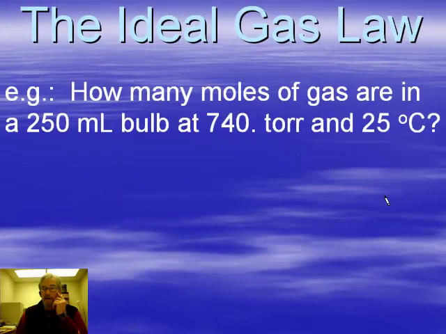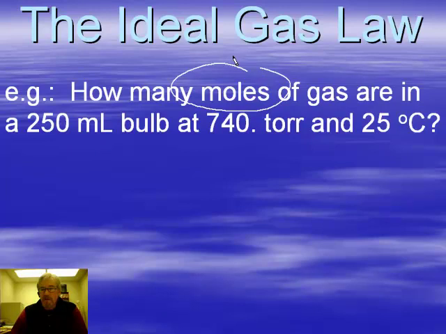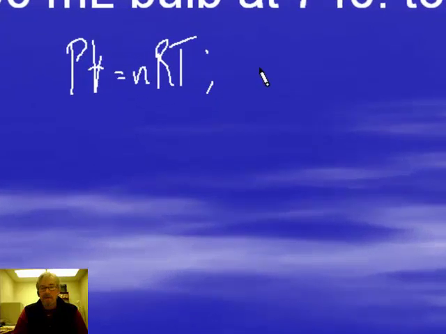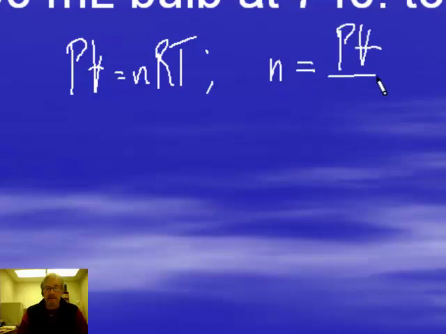Like you could use it to solve this problem. How many moles of gas are in a 250 milliliter bulb at 740 torr and 25 degrees C? Well, since we have information about moles, this is kind of my guiding principle. If I see information about moles, or if I'm asked about moles or mass of a gas, I have to use the ideal gas law. Otherwise, I can use one of the other laws. So the ideal gas law is PV equals nRT. And the question is how many moles, so it's N that I want. I'll solve my equation for N by dividing both sides by R times T. So N is PV divided by R times T.